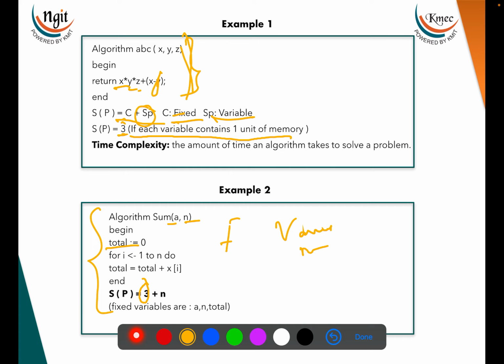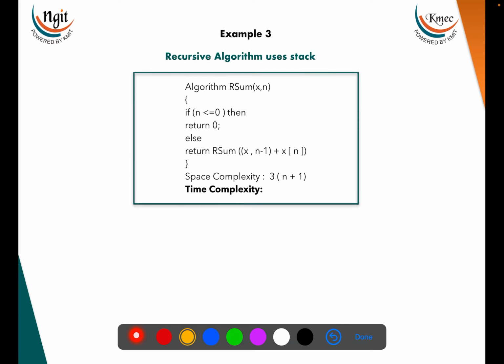Now what is SP? SP is the variable part. The variable part is how many times this statement gets executed. If I execute this a single time, single-time execution storage space is required for this. Likewise, we do it for n times. So finally, the space complexity of this is 3 plus n. Now we'll see the other example also, the recursive algorithm. This recursive algorithm will take 3n plus 1, that is 3n plus 3.